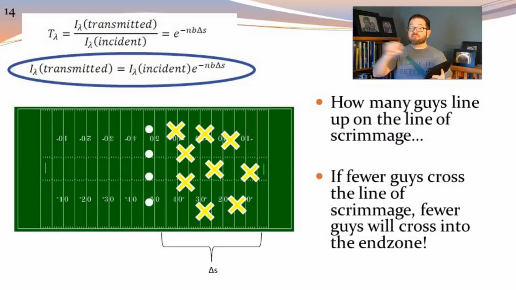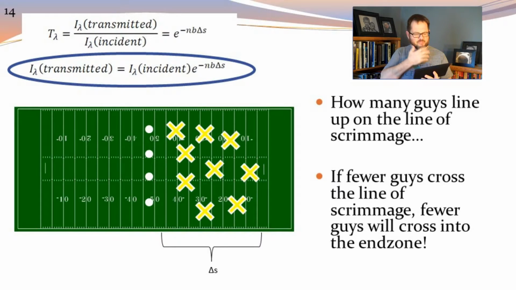Part of the story as to how many guys are going to make it to the other end has to do with how many guys lined up on the line of scrimmage in the first place. If in your game you could change the number of guys that line up on the line of scrimmage and start running, the number of them that are incident upon the line of scrimmage would determine how many guys make it to the end zone. If you had half as many guys lining up, you would expect half as many of them to get to the end zone. If you had twice as many, you would expect twice as many, and so on. Or maybe not. Maybe it's not that simple.